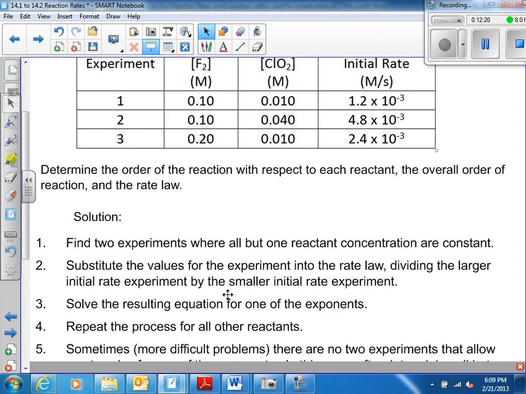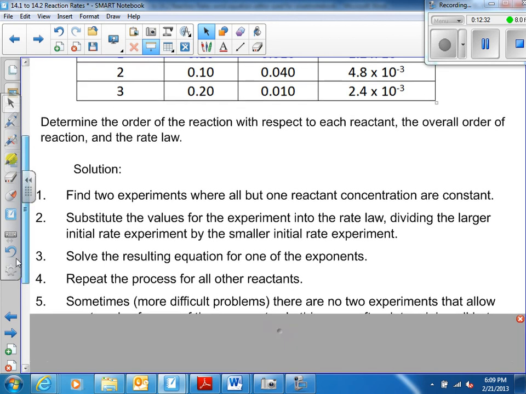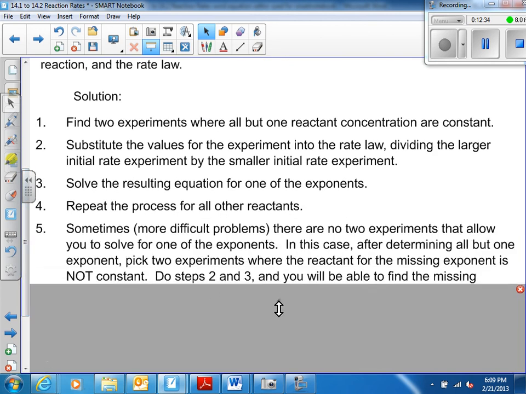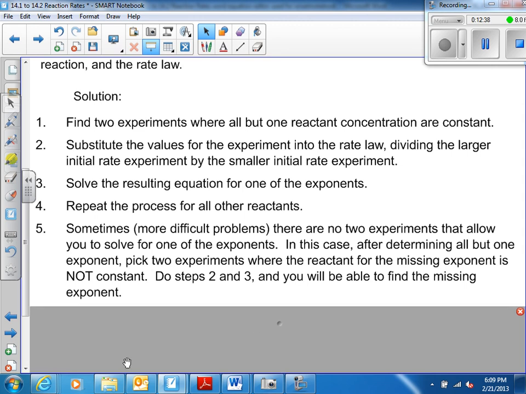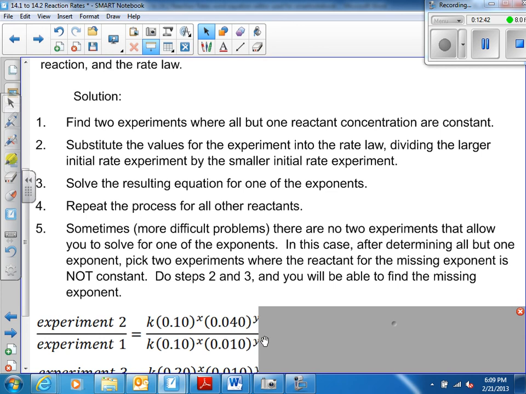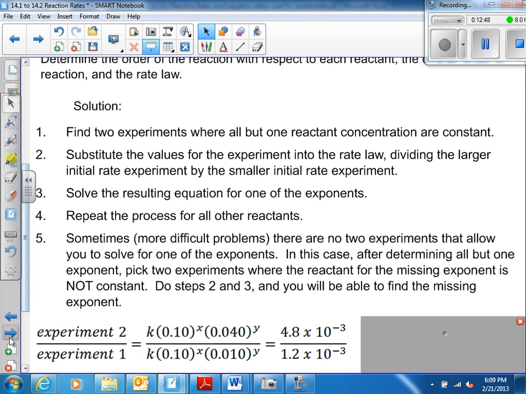And I'm going to divide the larger initial rate experiment by the smaller initial rate experiment. Let's see, experiment 2, the initial rate's larger than experiment 1. So I'll do experiment 2 over experiment 1. If you want to try to plug it in, you can, or you could just look, and here you go. Actually, hold on a second, let's do it this way. So we're doing experiment 2 over experiment 1. Oops, I don't want you to see the next part yet.